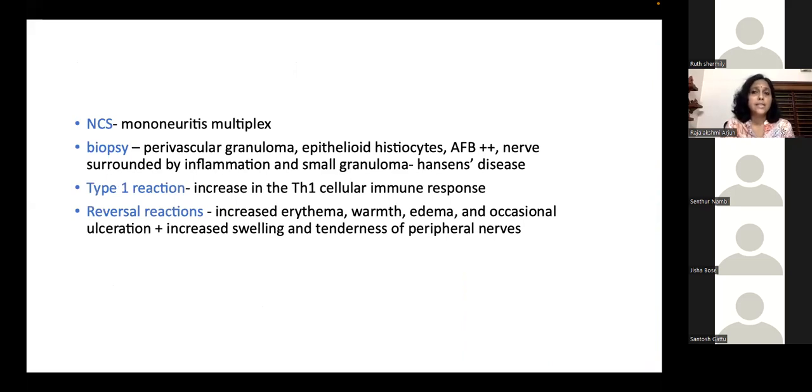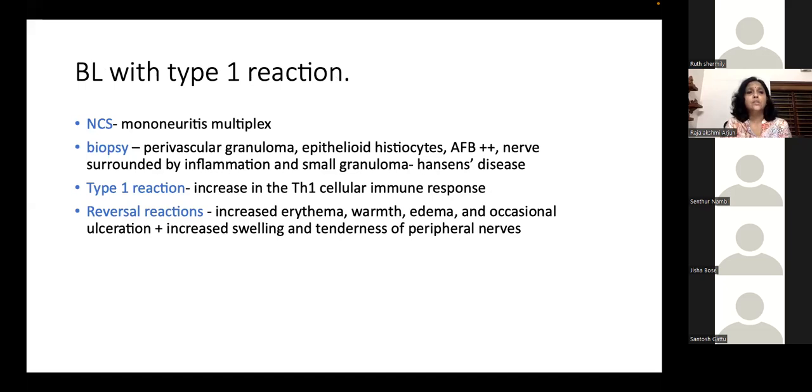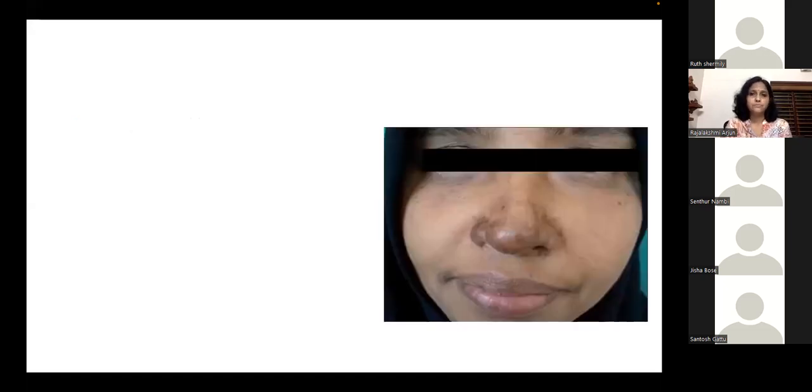And what is the reaction that he has? He presented with a reversal reaction. It was identified as a type 1 reaction based on the features that he had. He didn't have fever; in a type 2 reaction, the systemic features are more and the presentation is a little different. He had a reversal reaction with increased erythema, warmth, and edema, and sometimes it can present with ulceration of the lesion, as well as increased swelling and tenderness of the peripheral nerves. So the final diagnosis was borderline leprosy with type 1 reaction.